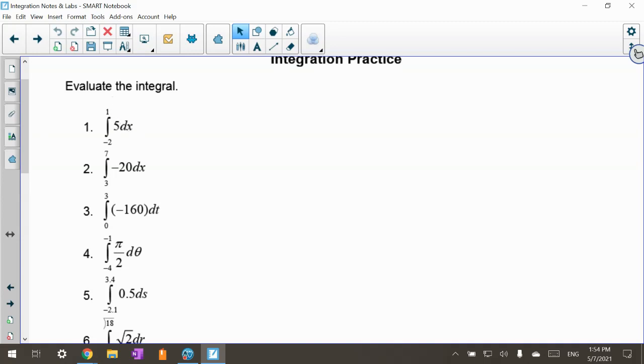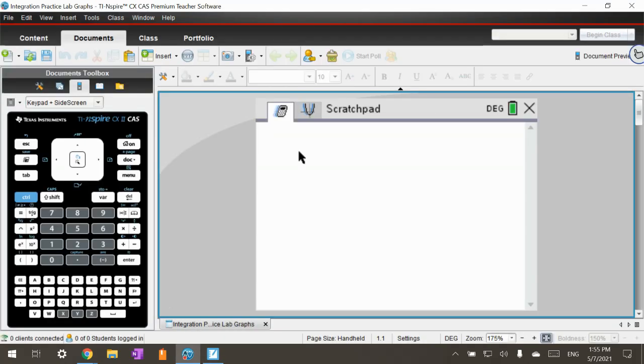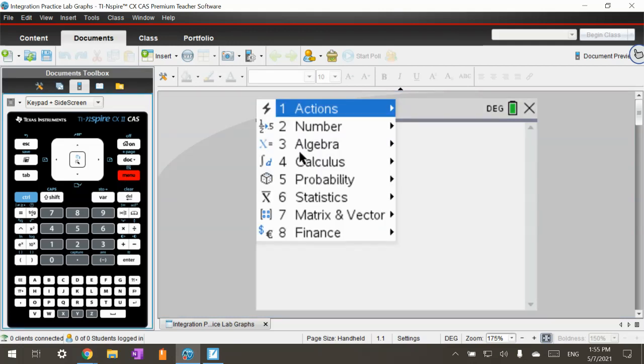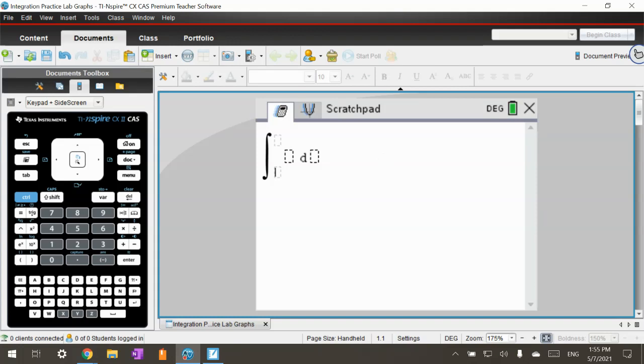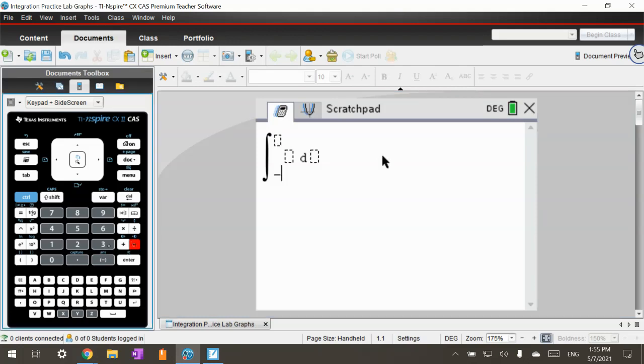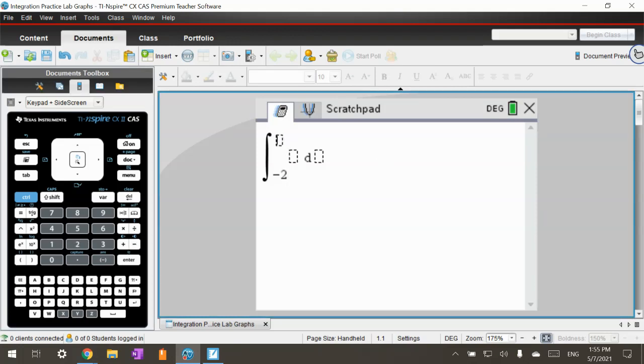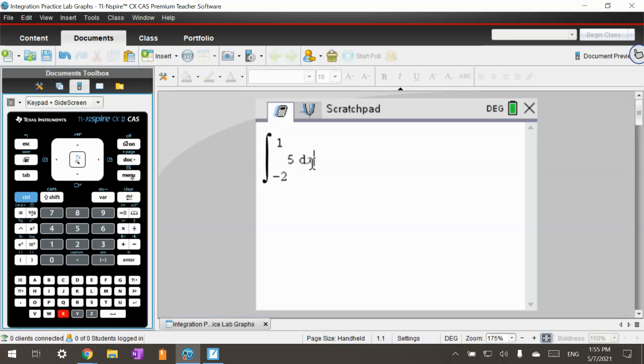So this first part here, all I want you to do is basically put them in your calculator and just practice doing that in your calculator. So let's kind of do that together. So we're going to bring up your calculator here, and it's from -2 to 1 of 5 dx. So when you hit menu, hit calculus, and then you're going to see the word integral here. It's set up beautifully. So I can put a -2 here. Here I can put a 1 and a 5, and it's dx. So I'm going to put an x there. When you hit enter, you're going to have 15.